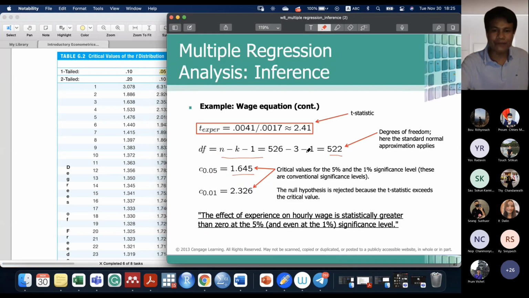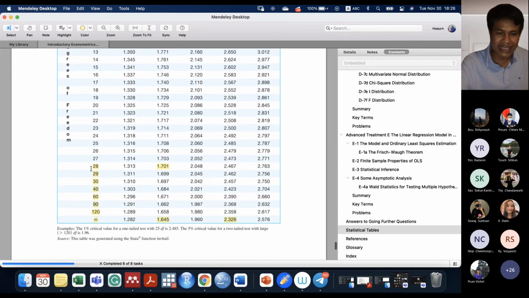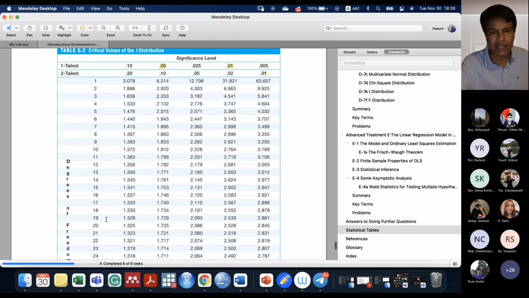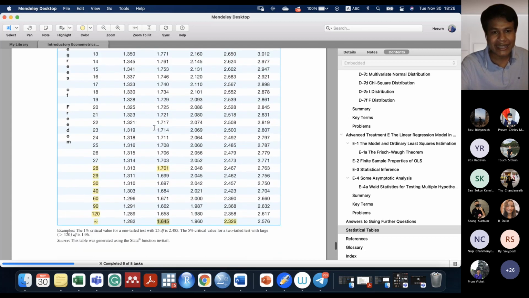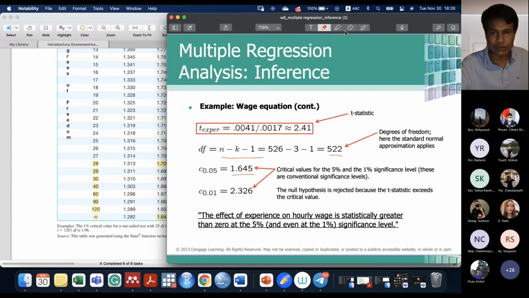All right, so here, our degree of freedom is 522. But remember, for now, we only use one tail, right? So one tail, 0.05, 5%, and degree of freedom is 522. If the degree of freedom is higher than 120, we choose this row, all right? So with degree of freedom 522 and significance level 5% for one tail, the critical value is 1.645.